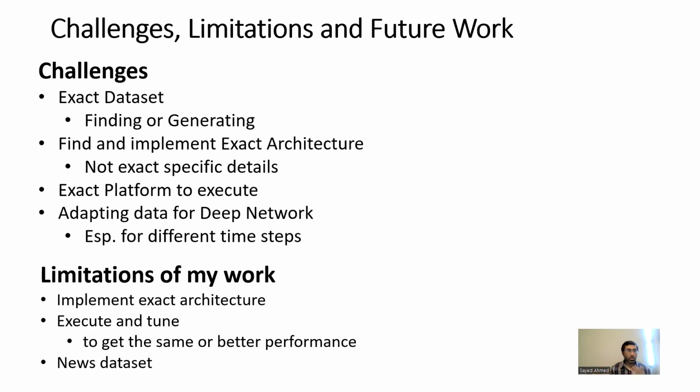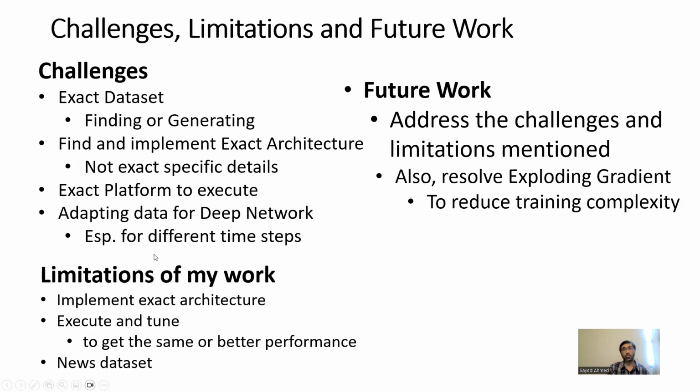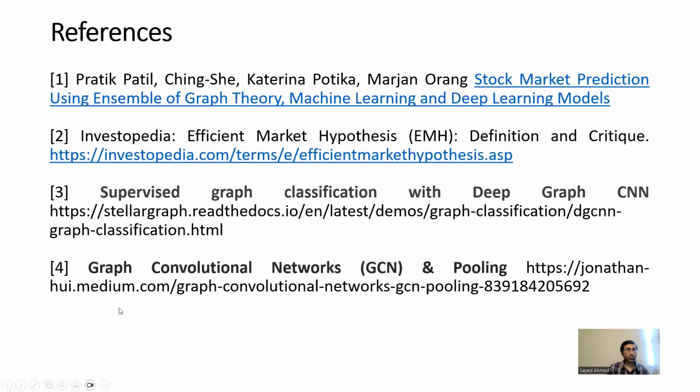Another limitation is my data set is only 15,000 articles, but they used 1 million. So ideally mine will not perform as great. Furthermore, I would address these challenges, remove these limitations, and also address the exploding gradient problem that comes with GCN and ReLU. That will be one area of improvement.